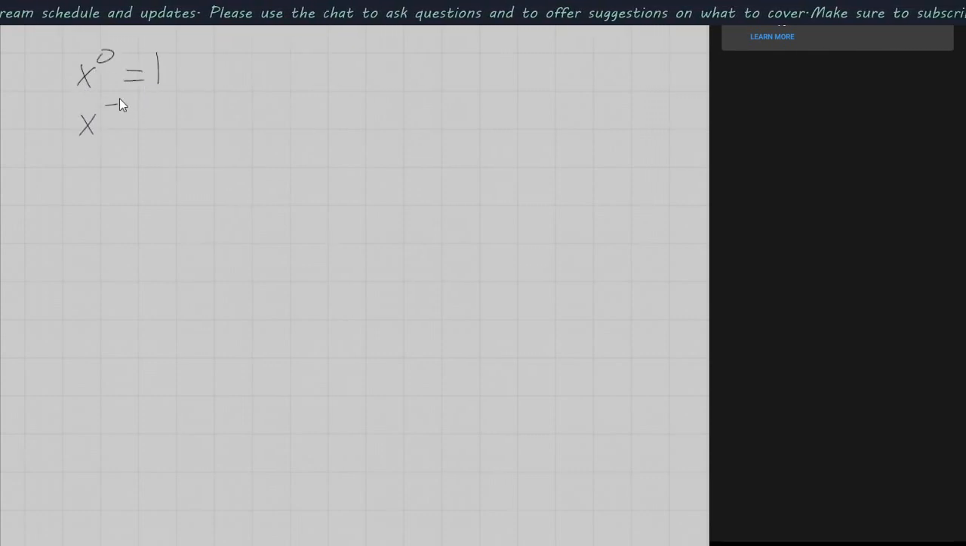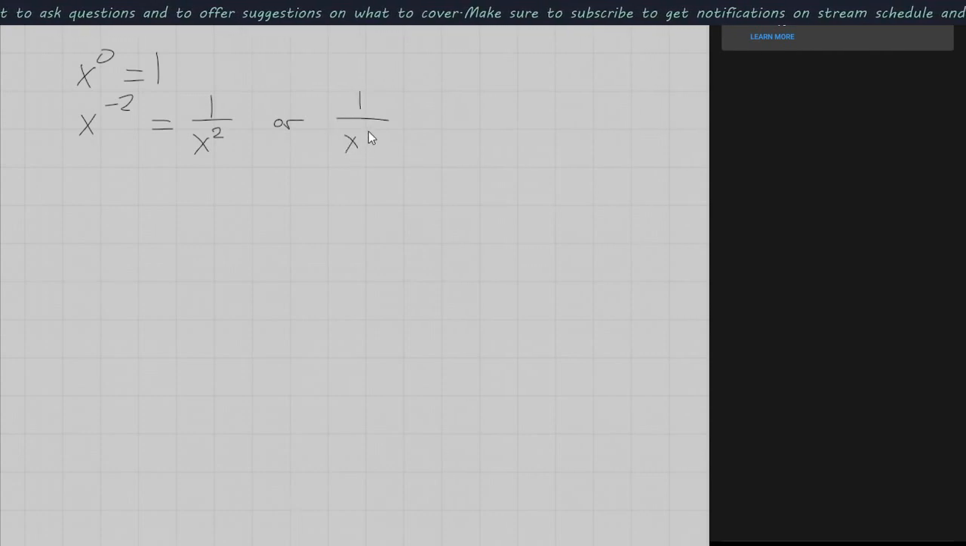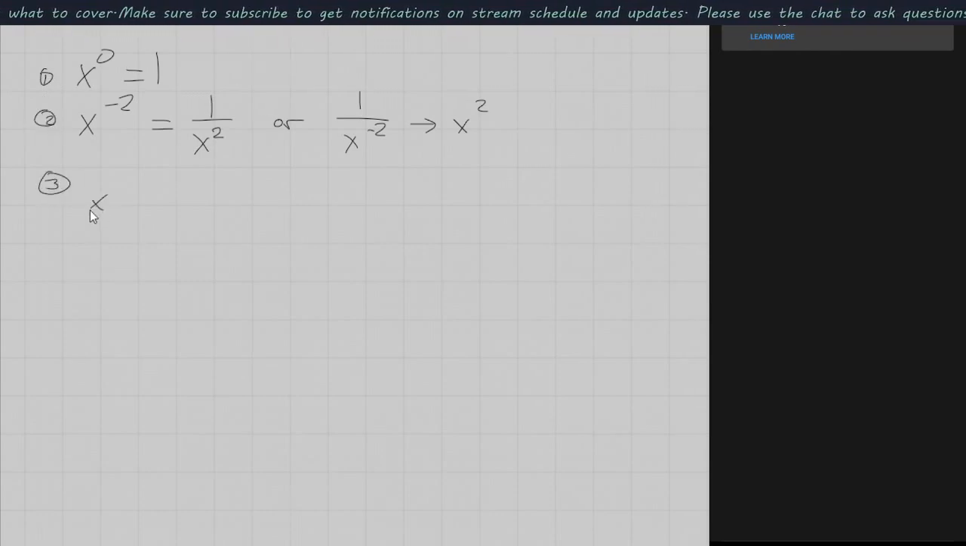Anything with a negative exponent, we're going to do the opposite of, so this would be 1 over x squared, or if the negative was in the bottom, I'm going to flip that, so this would be x squared. So this is 1, this is 2.